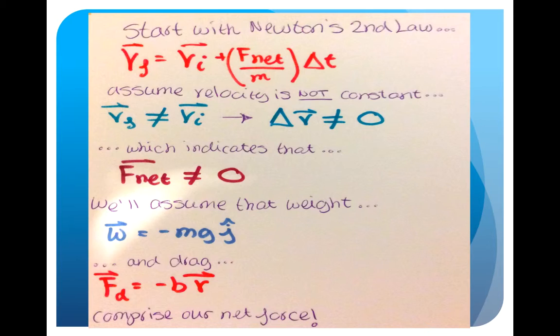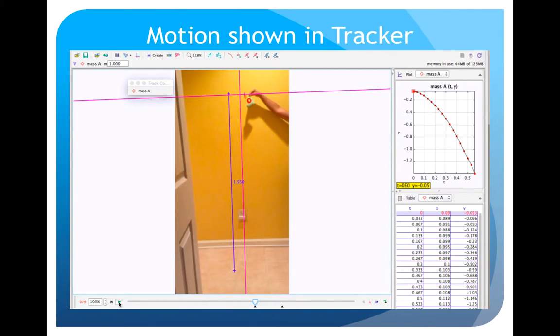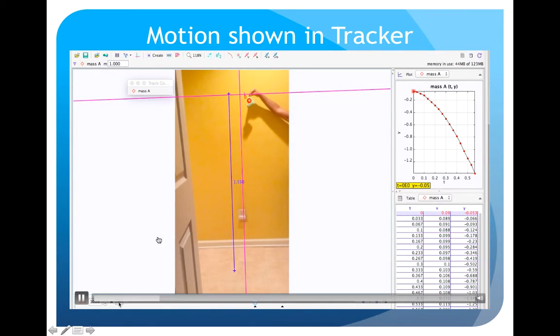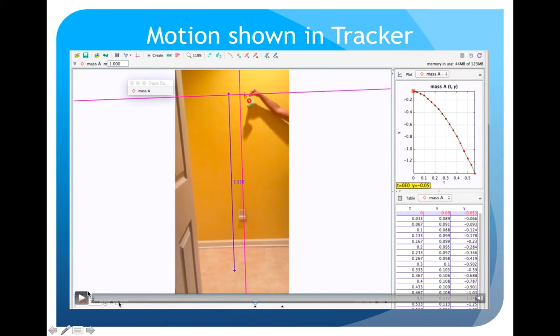Here are some specifics about this particular experiment. The object dropped was a small plush toy weighing about 0.1 pounds, or 0.0454 kilograms. I dropped it from my height, about 1.55 meters, in a hallway in my house. Here's the video of the actual drop, analyzed in Tracker. As you can see, I set the axes with the y direction being vertical and the x direction being horizontal. The axes here are tilted to account for the slight tilt of the camera.